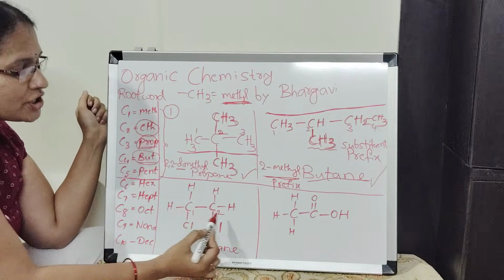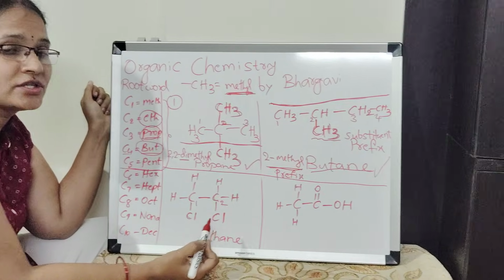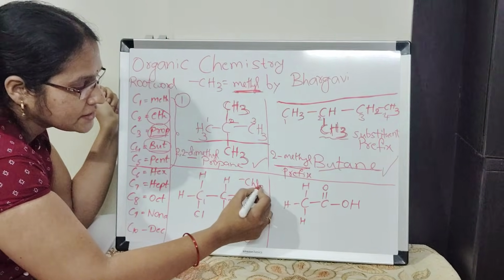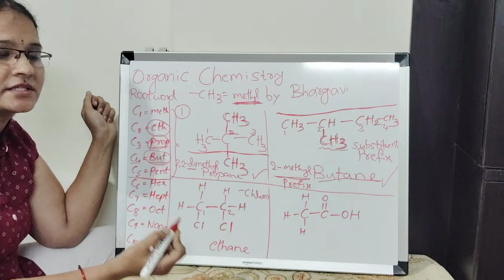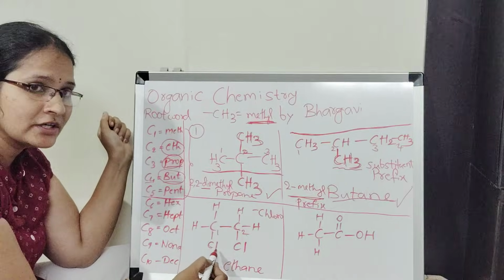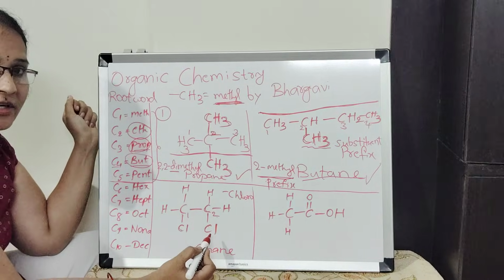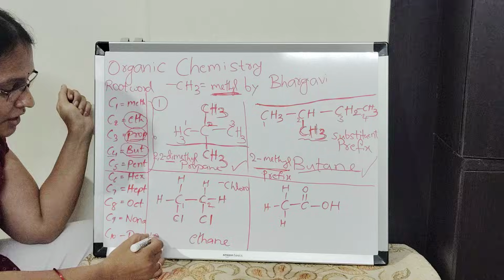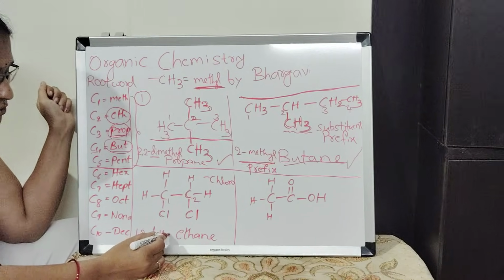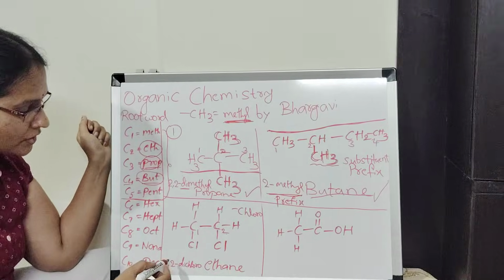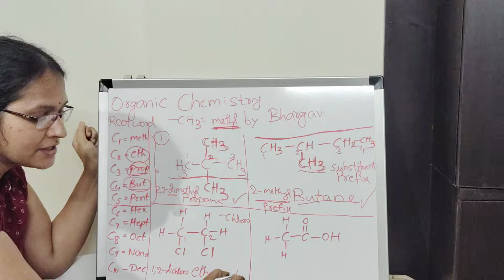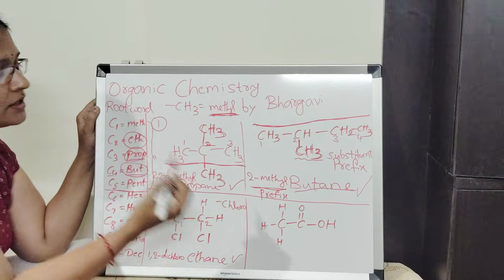And at first position and second position, what is attached here? Chlorine. Chlorine as a substituent we call chloro. At the first carbon you have one chlorine, and at the second carbon also you have one chlorine. So you should call it 1,2-dichloro. If anything repeats 2 times, what do we call it? Di. 1,2-dichloroethane. I hope you have understood this example also.